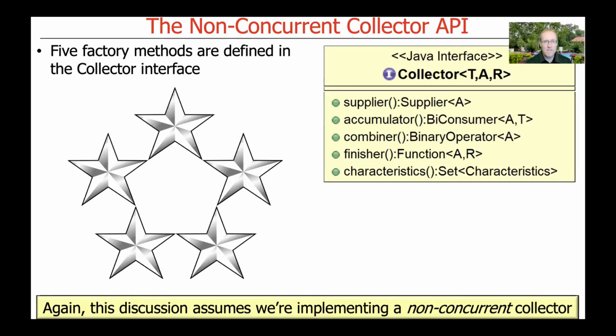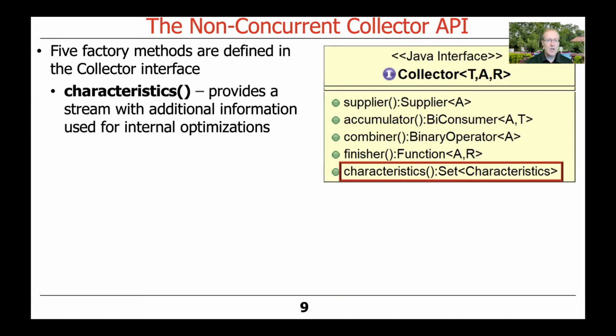Then there are also 5 factory methods that are defined in the collector interface. And this particular discussion is going to assume we're implementing a non-concurrent collector, so we're going to focus on the factory methods that are relevant for that. Needless to say, we'll also cover the concurrent collectors later. So let's talk about some of these different methods. The first one we're going to focus on is characteristics. And this is used to provide the streams framework with metadata or additional information about the properties of the collector, which is then used for internal optimizations. And we'll see how that gets applied here in a second.